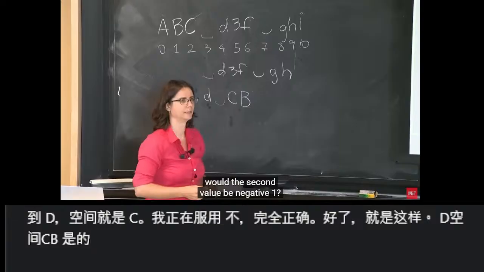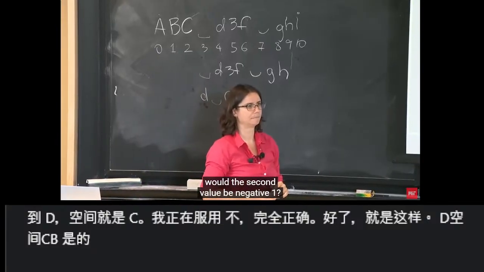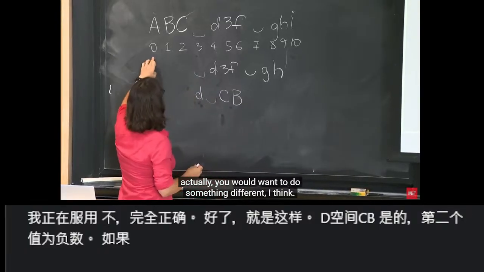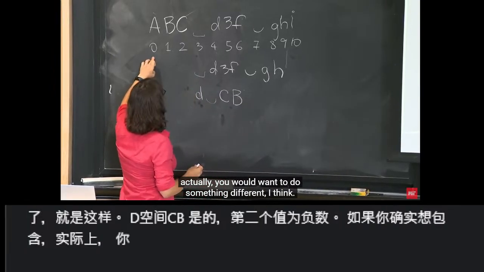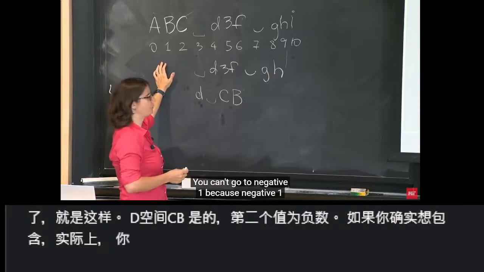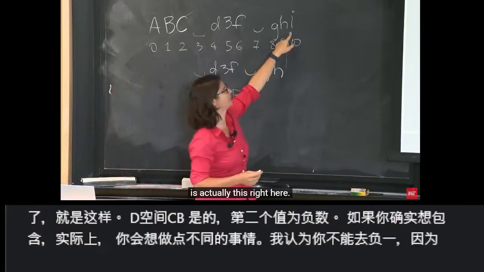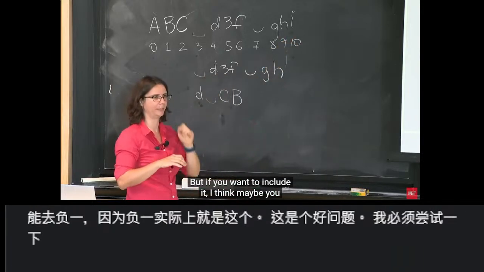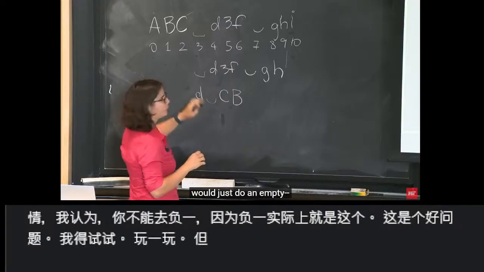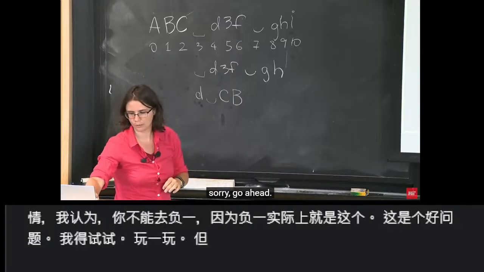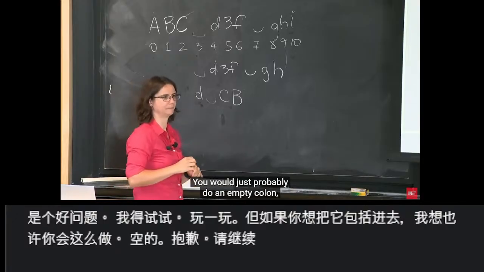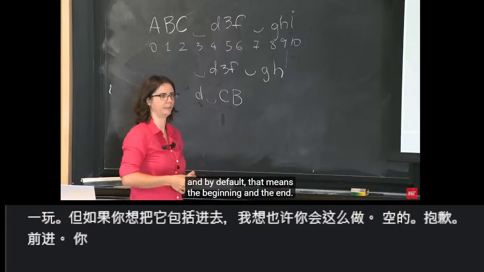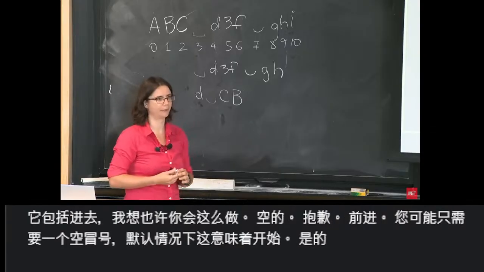Yes? Do you want to include the A with the second value being -1? If you did want to include the A, you would want to do something different, I think. You can't go to -1 because -1 is actually this right here. That's a good question. I'd have to try it out, play around with it. But if you want to include it, I think you would just do an empty colon, and by default, that means the beginning. But I'd have to try it out.